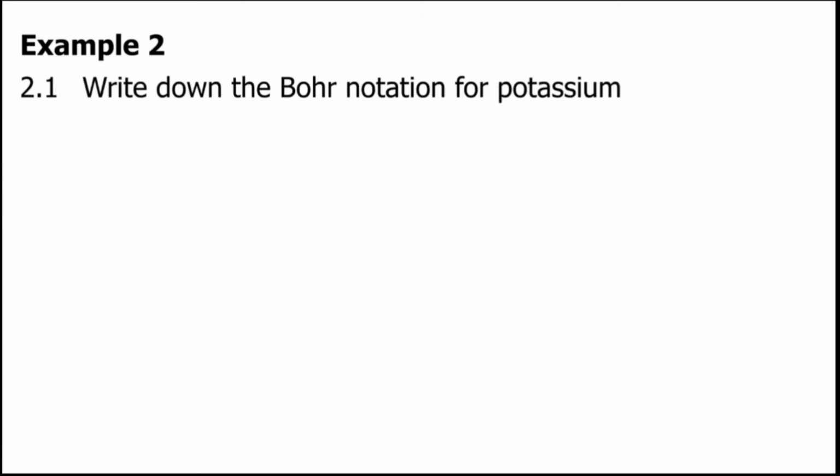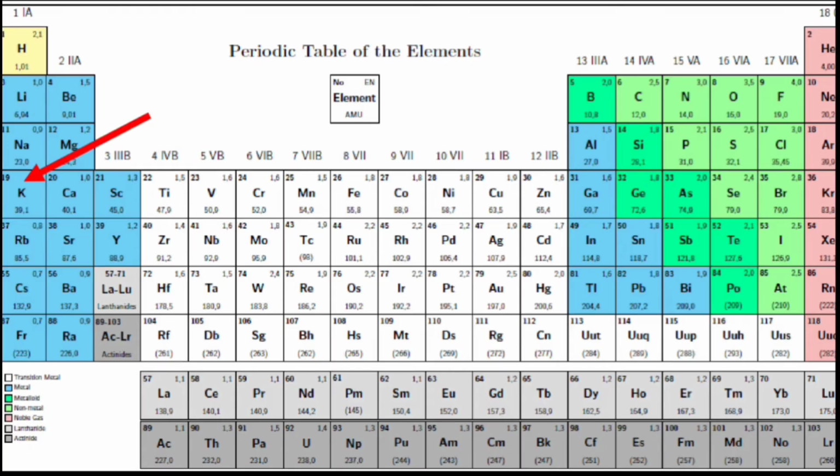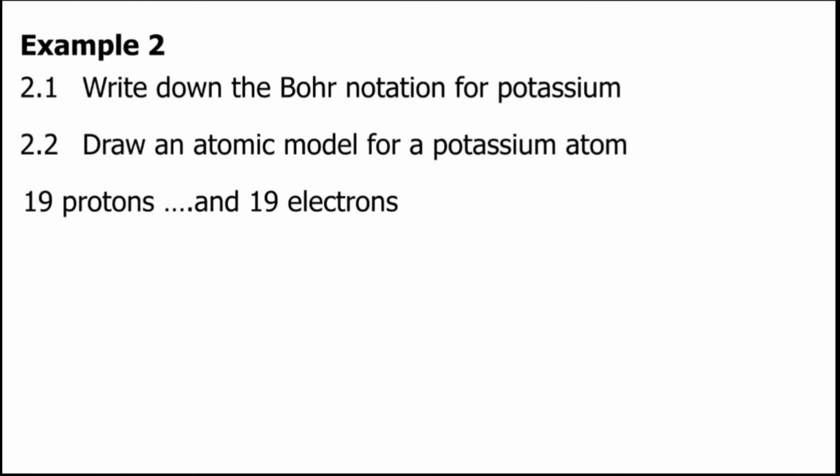Second example, write down the Bohr notation for potassium and draw an atomic model for the potassium atom. Again, I need the periodic table. On the periodic table, potassium is number 19, which means there are 19 protons and 19 electrons. 2 electrons go to the first orbital. That leaves me a total of 17 electrons. I can't put 17 into the next orbital. I can place a maximum of 8. So I place 8 in.